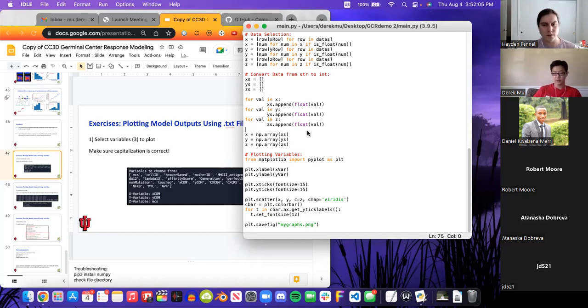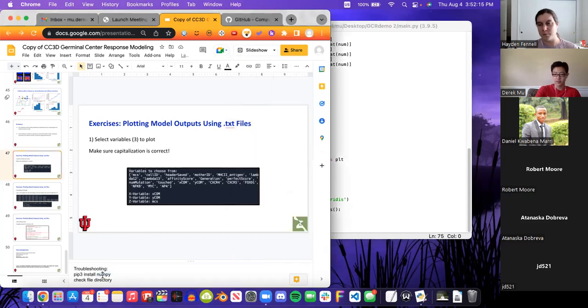You need to go into your terminal, and I'm pretty sure it's pip3 install NumPy. So I'll put that in the chat. I know some versions, if you get Python through Anaconda, for example, will install a lot of that stuff automatically for you.